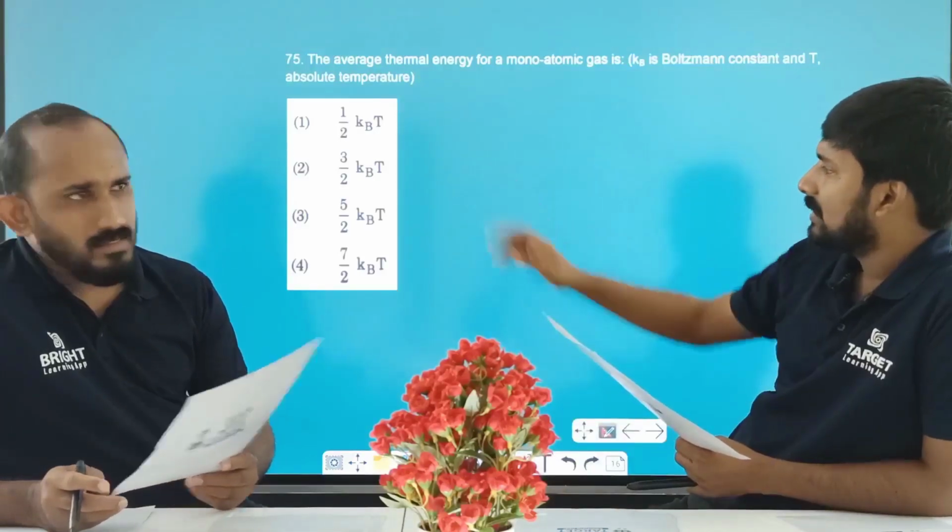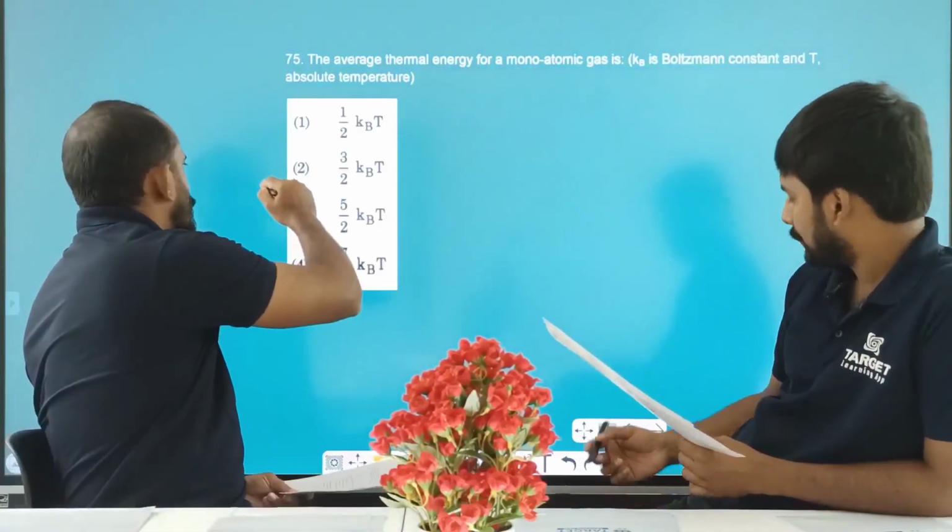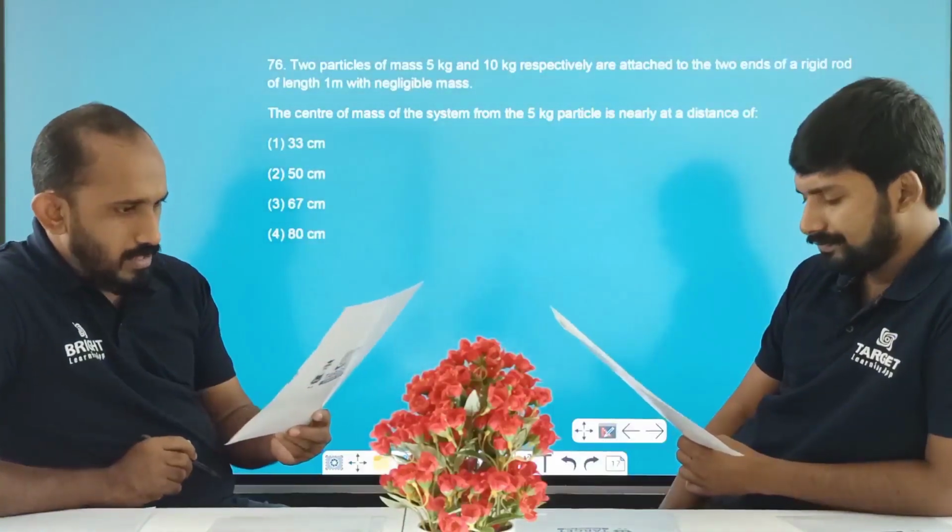From kinetic theory we got 3 questions this time, and thermodynamics 1 question, and thermodynamics is 2. So total 6 questions from thermal physics and thermodynamics. All of you know it, for a monatomic gas it is 3/2 kBT. That answer is the second one. Good. You can move to the next, sir.